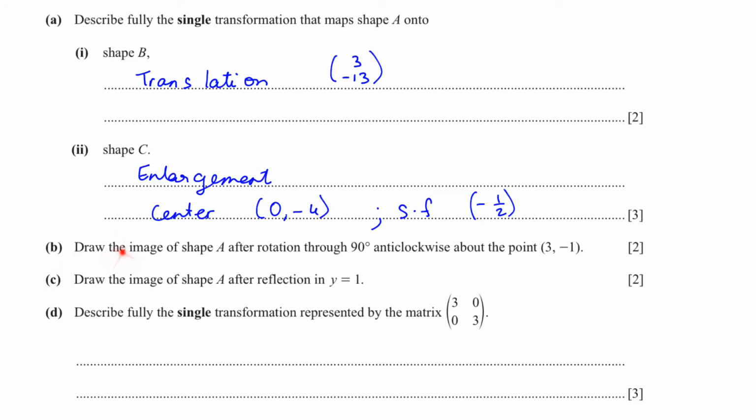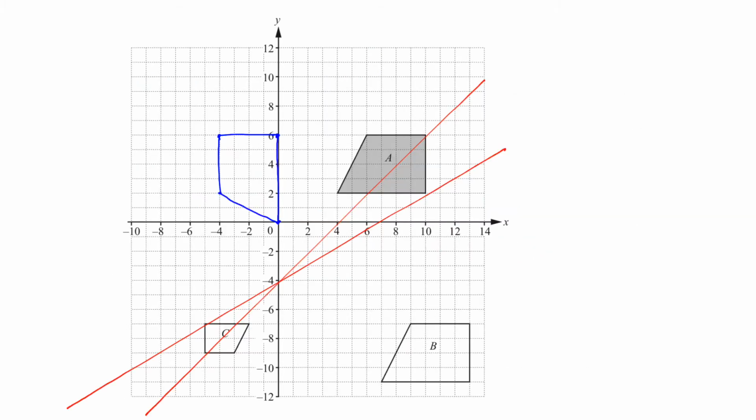Part B. Draw the image of shape A after rotation through 90 degrees anti-clockwise about the point 3, negative 1. So this is your center of rotation. You will place your point there and use a tracing paper and move it to the left hand side, your drawing. This is how your shape will look like after rotation, 90 degrees anti-clockwise.